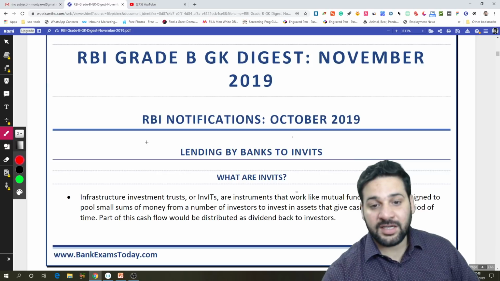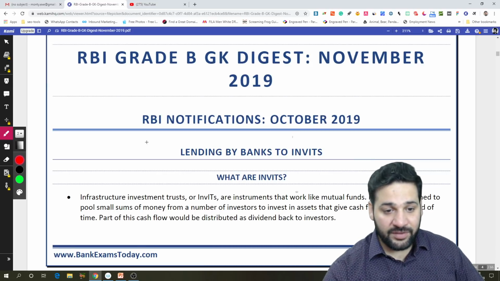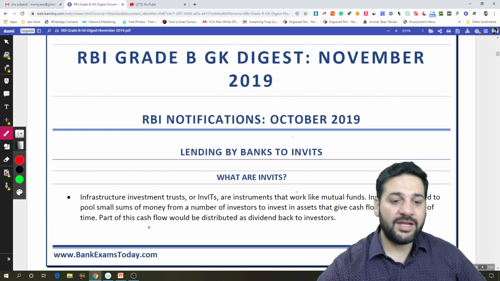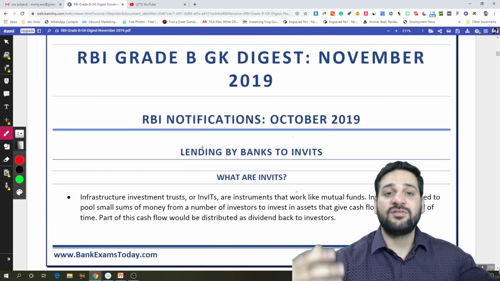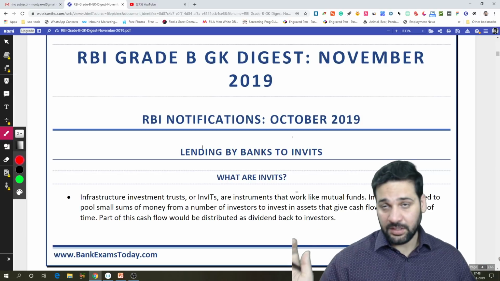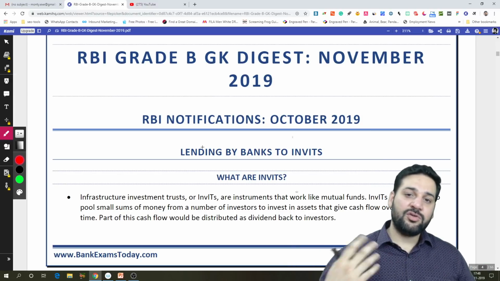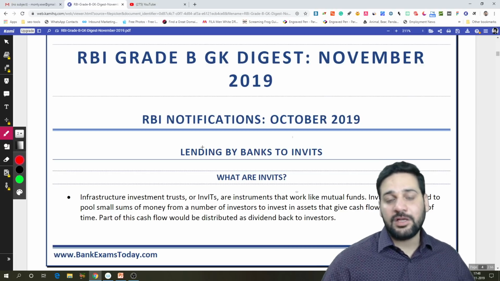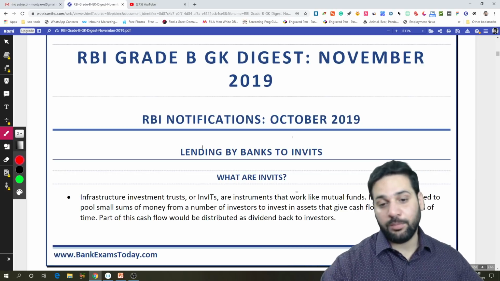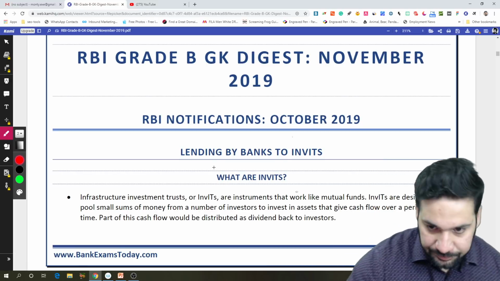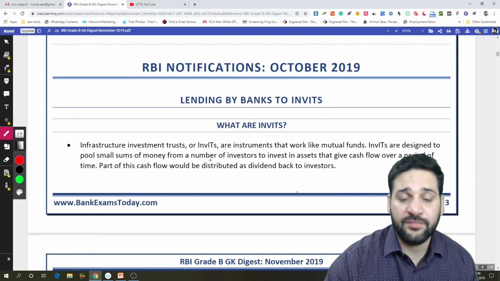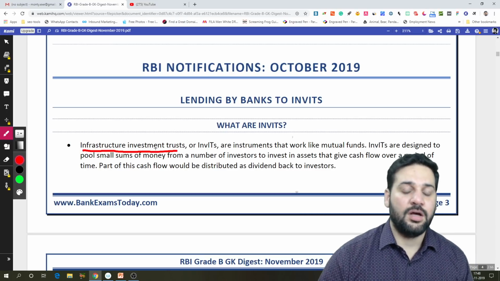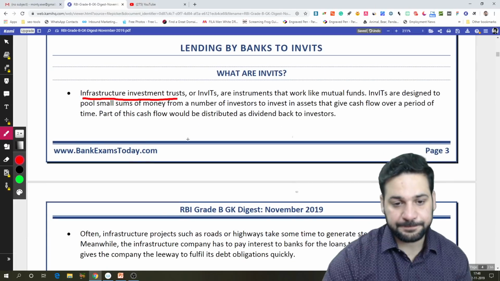The first notification is lending by banks to the infrastructure investment trusts. So the very first point: what are infrastructure investment trusts? See, students, infrastructure projects take a lot of time, sometimes 15 years, 20 years. So there is a mismatch of assets and liabilities. They need to pay back their loans, so there is a liquidity problem. For that purpose, these infrastructure investment trusts go to the banks and borrow money from banks, right?